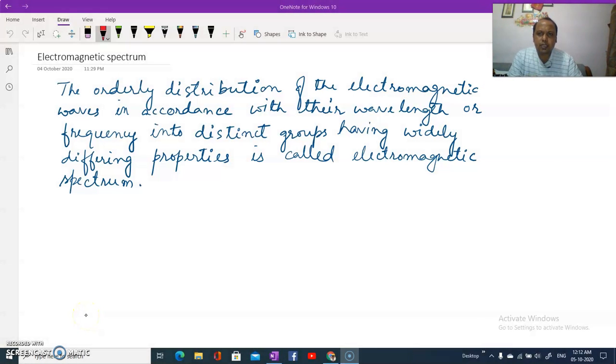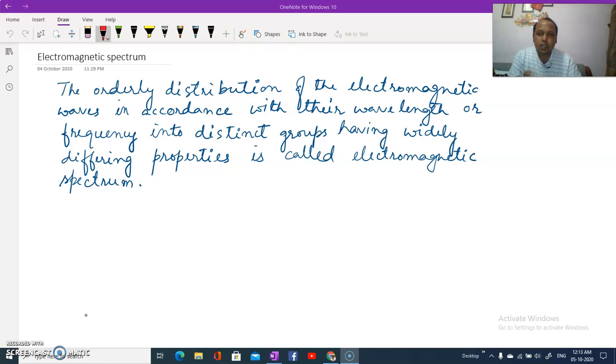Let me read out the statement for electromagnetic spectrum first. The orderly distribution of electromagnetic waves in accordance with their wavelength or frequency into distinct groups having widely differing properties is called electromagnetic spectrum.